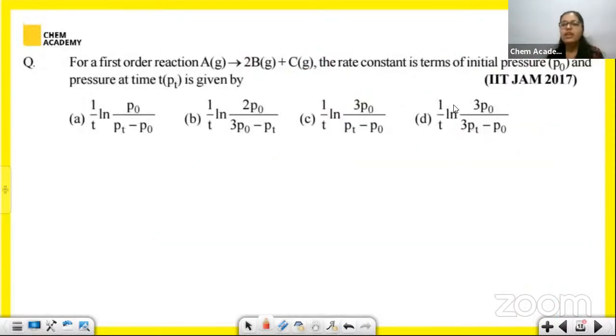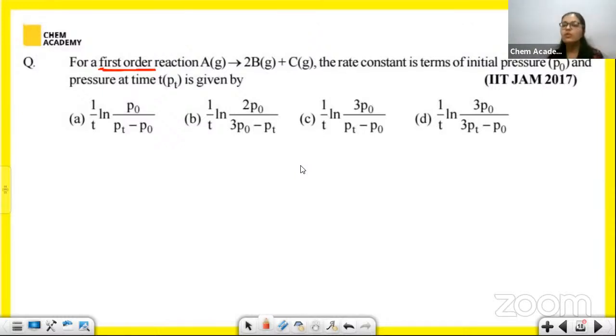Now, coming to the next question, we have this question over here. For a first order reaction, we have been given in the question itself that this reaction is of the first order. A gives 2B plus C, all are in gaseous states. The rate constant in terms of initial pressure P0 and pressure at time t, Pt, is given by. Now we have been given a first order reaction and we have to calculate the rate constant in terms of the initial pressure and pressure at time t.